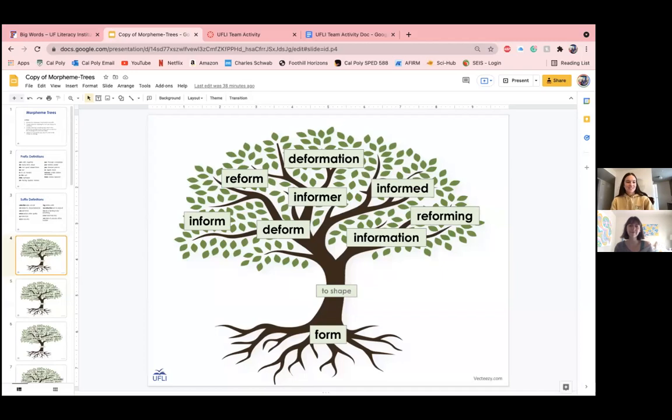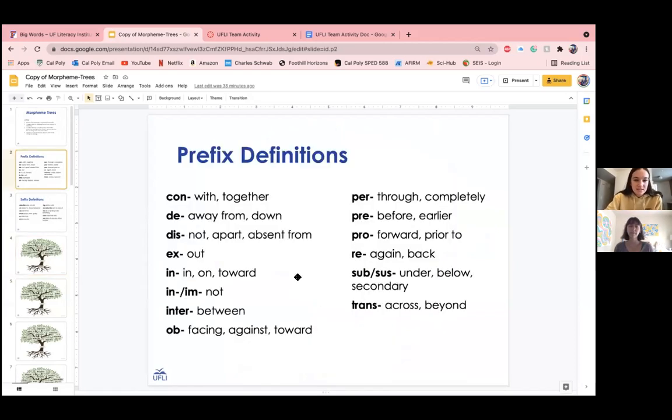Okay, so for today's activity, we are going to work on morpheme trees. So this is our morpheme tree, and at the root of the tree is the word form. Can you say the word form? Form. Form. So with this word, we can add prefixes or suffixes to change the word.